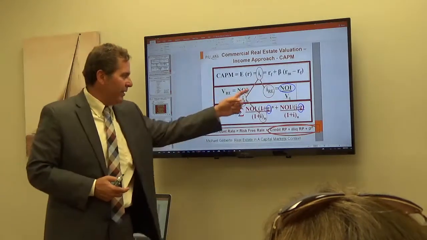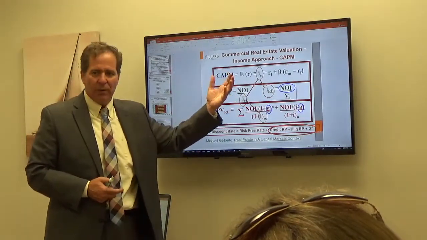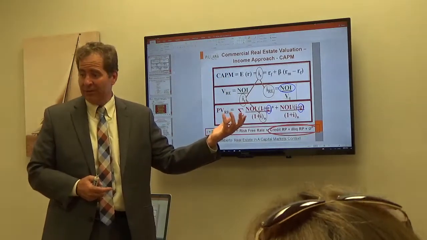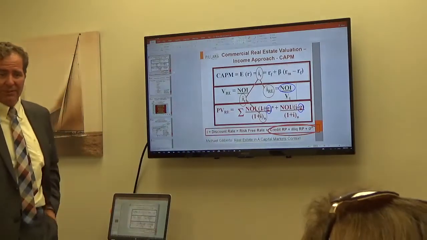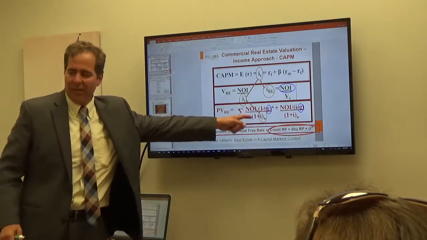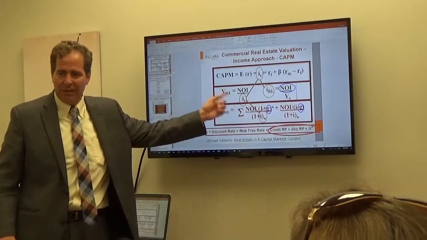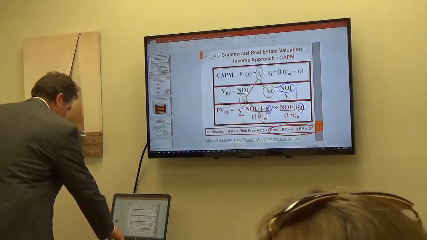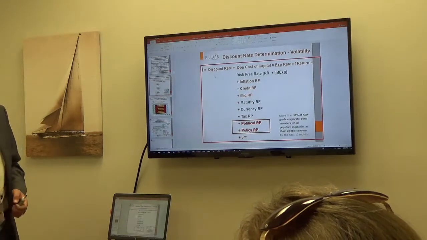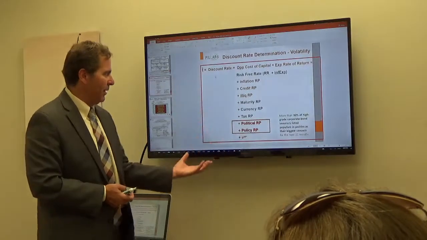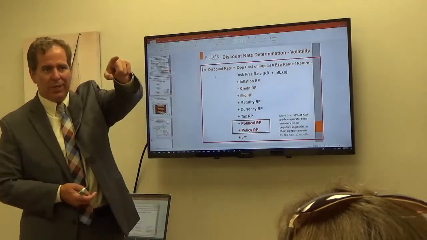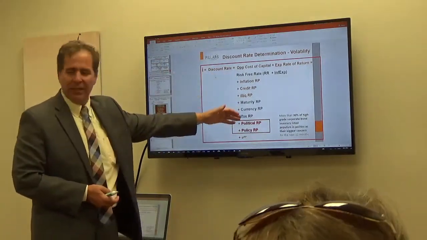The numerator, I figured out, is highly correlated to the overall business cycle. So I can do a pretty good job of forecasting net operating income growth rates because they go with GDP and employment, and that moves relatively slowly. The hard thing to forecast is the discount rate. What is the discount rate? Well, it's my expected rate of return, or my required rate of return, or my hurdle rate, however you want to call it. If you're using the risk premium approach, it's going to be the risk-free rate, which is the real rate plus inflation expectations, and then you start adding on these risk premiums.